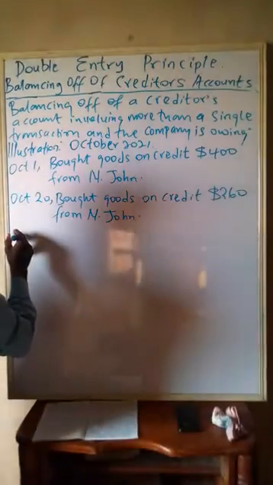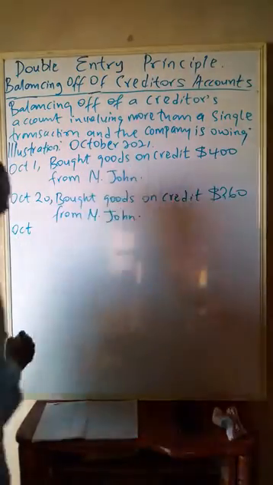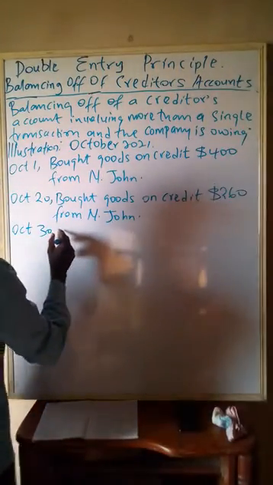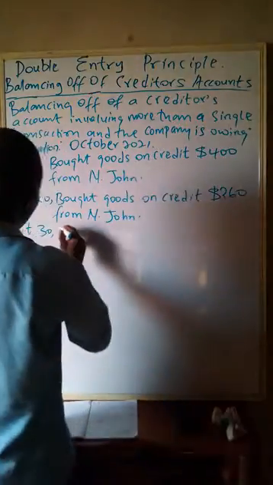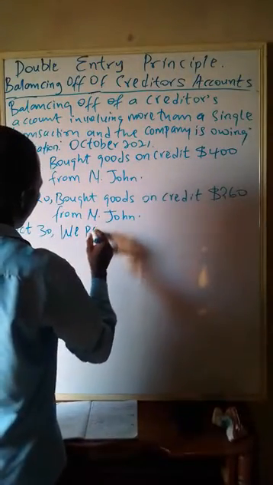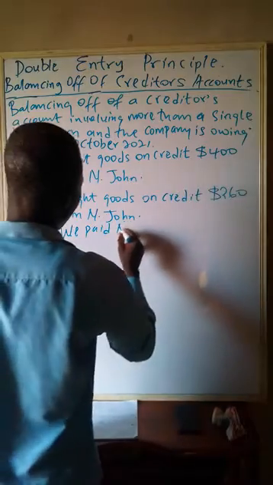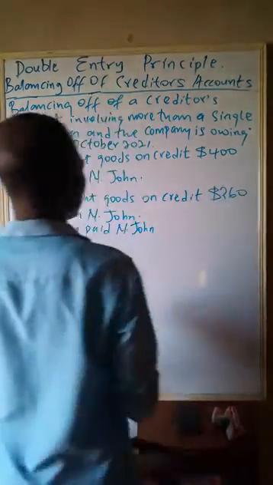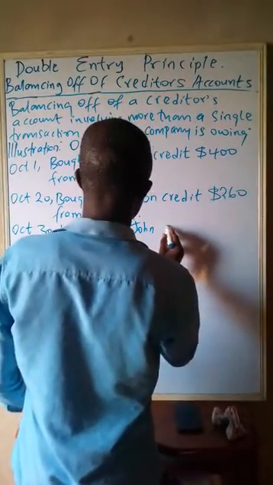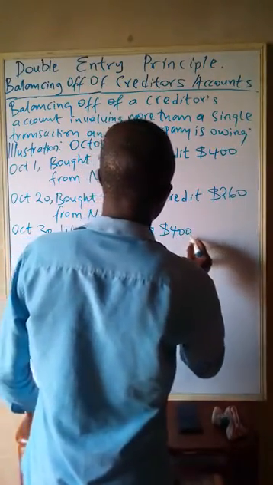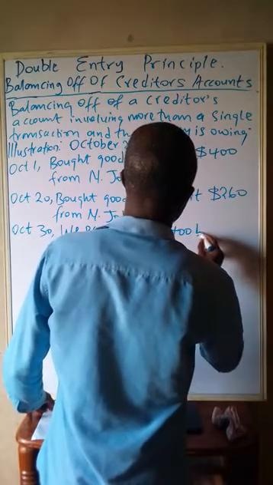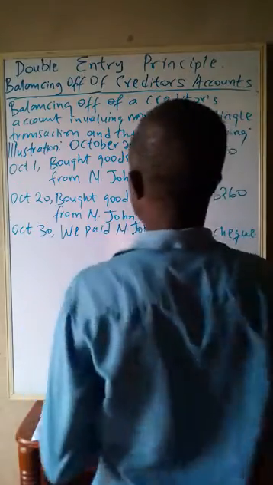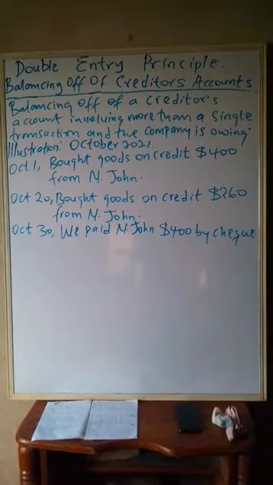Then October 38th, we paid, that is the company. We paid John, we are still owing. We paid John $400 by check. And that is the illustration.